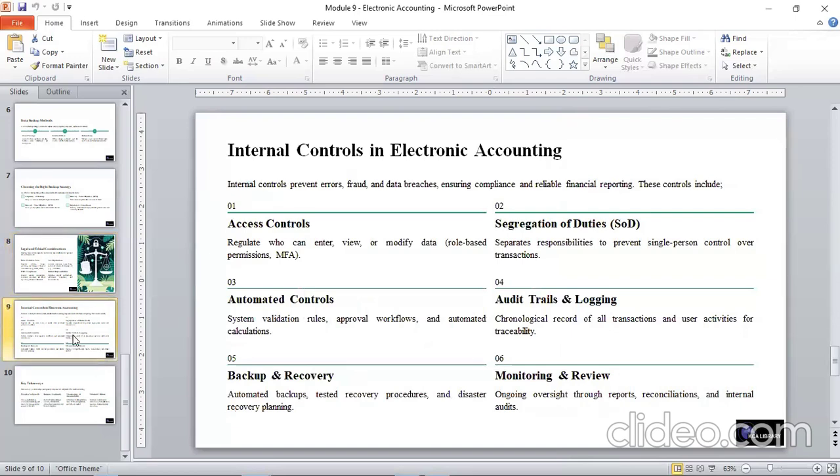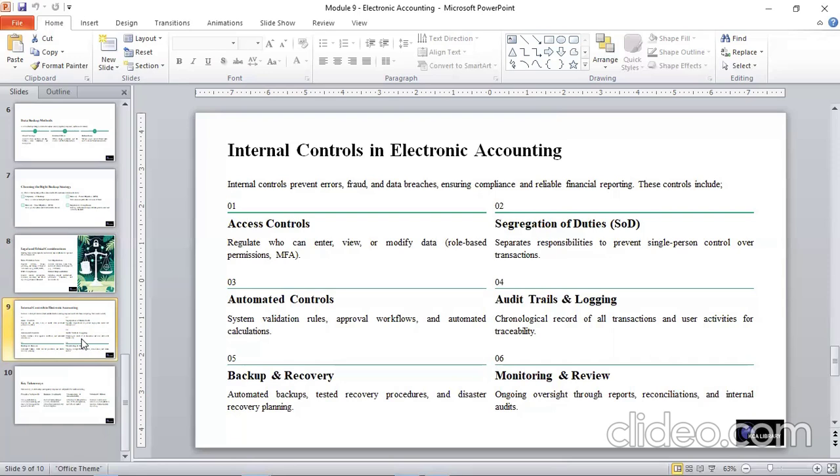As per the internal control section, which is the last on the discussion, internal control prevents error, fraud, and data breaches and ensures compliance and reliable financial reporting. These controls include, one, access control. For this, we talk about regulation of who can enter, view, or modify data. This is a role-based permission given to someone.